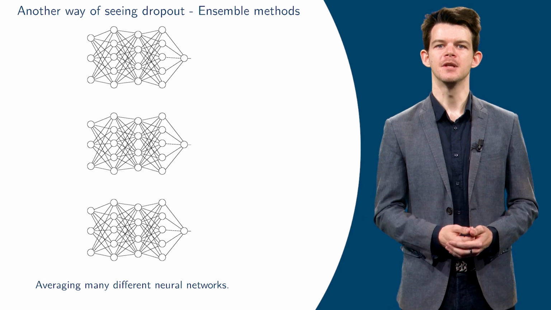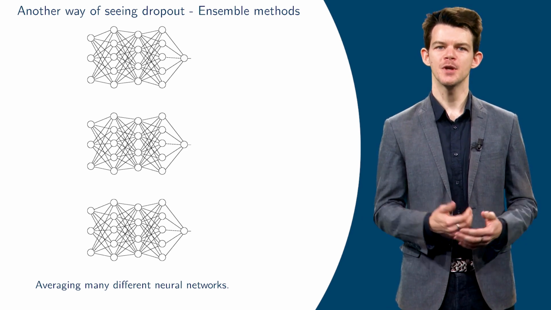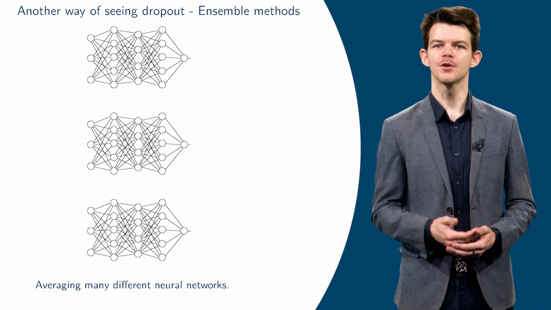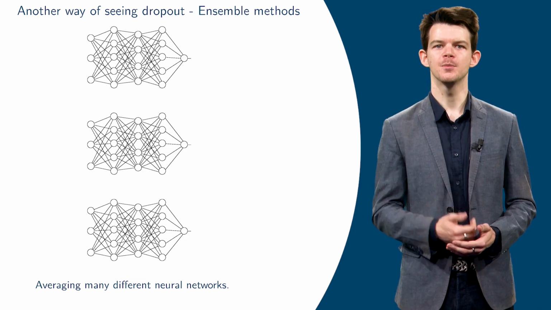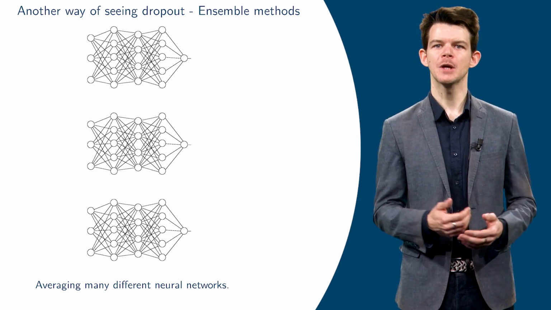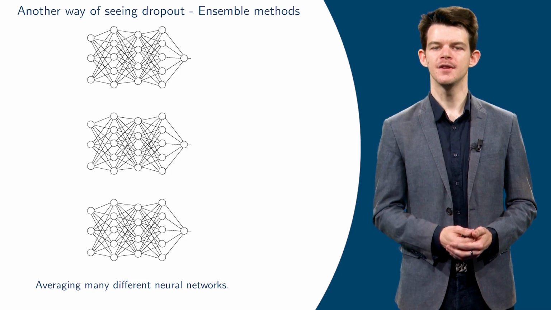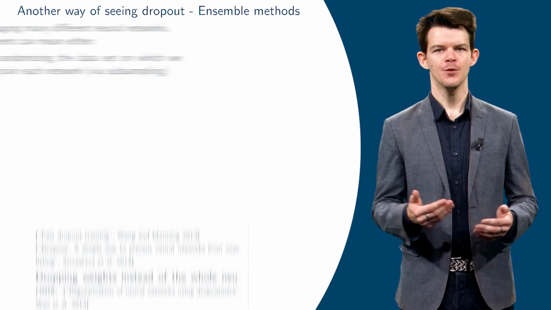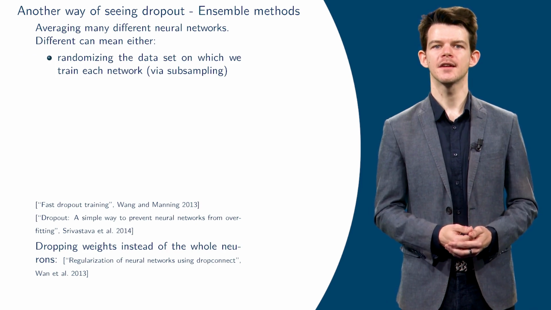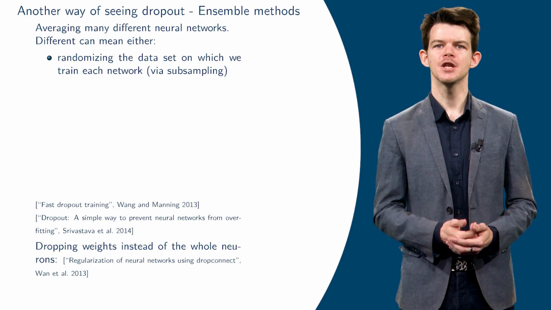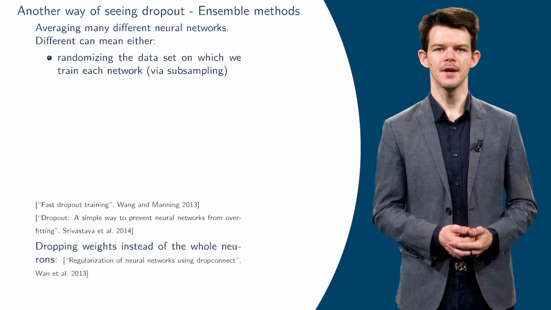One common paradigm in machine learning is to try to average predictors in order to build more robust, more consistent, more performant predictors. So we could try to aggregate neural networks. Several ways exist to achieve this goal. The first one would be to randomize the dataset on which we train each network, for example via subsampling the original dataset, and then training each network on a particular subsample of the data.